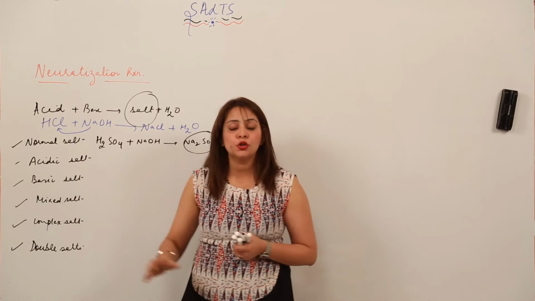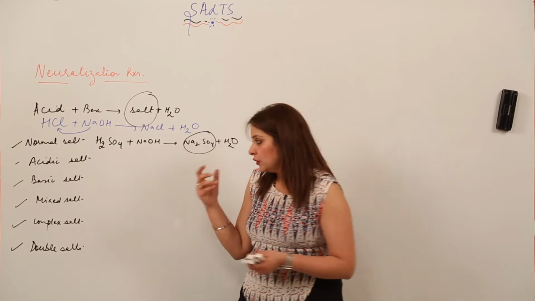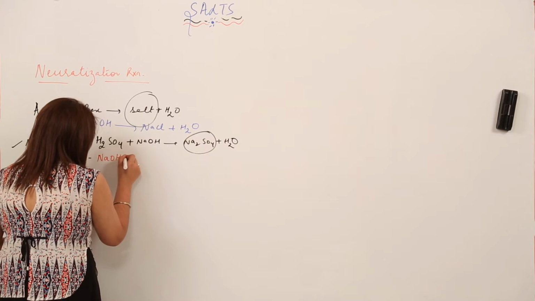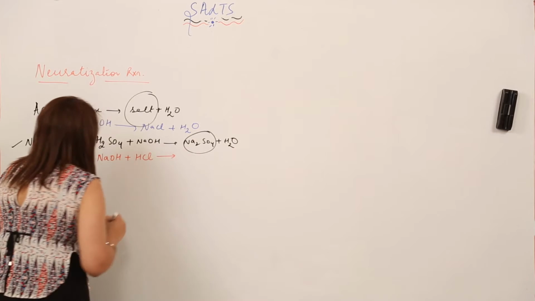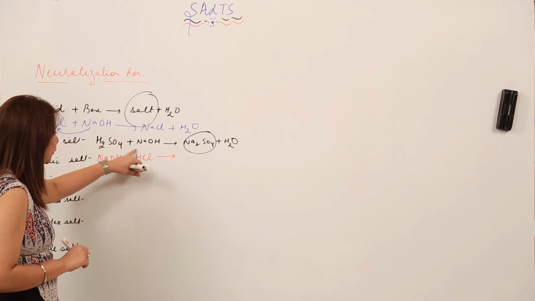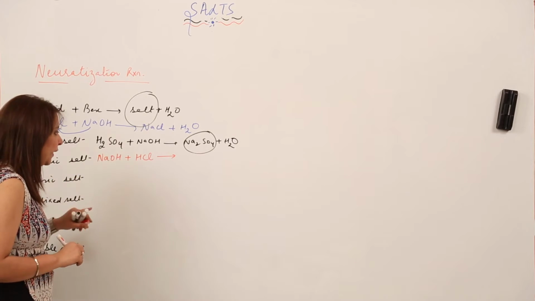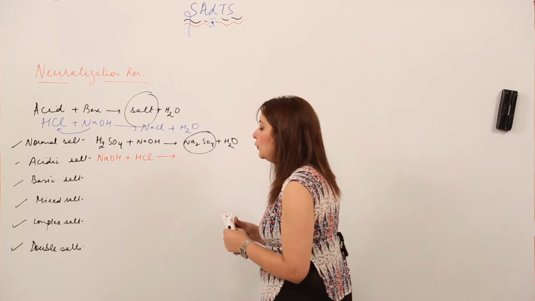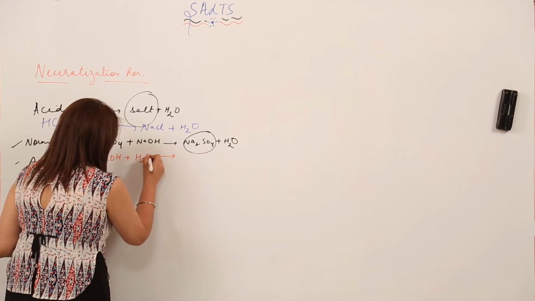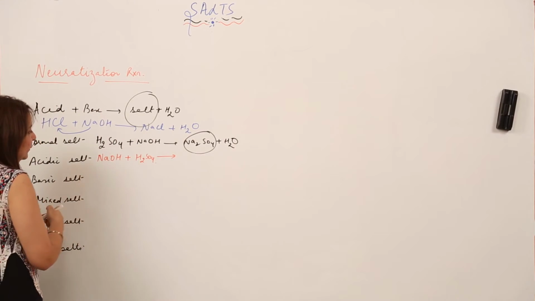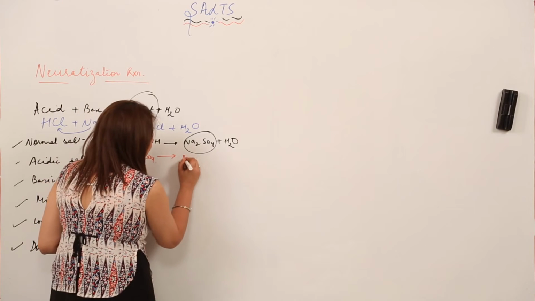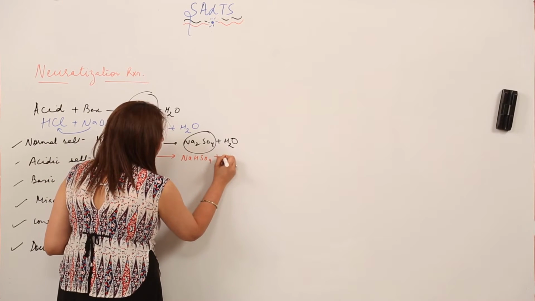But when we talk of acidic salt, partial replacement occurs. Just look at the board. Suppose we have NaOH and HCl. It should replace its H and its OH. But what actually happens, suppose we take sulfuric acid, is that when it replaces this, there is not proper replacement of the hydrogen ion, and we get NaHSO4 plus H2O.